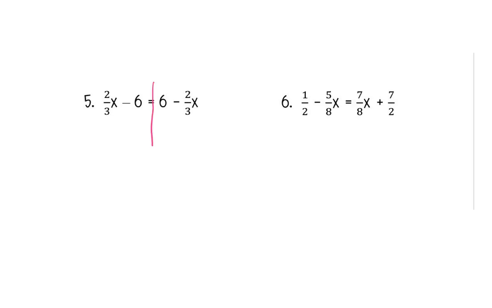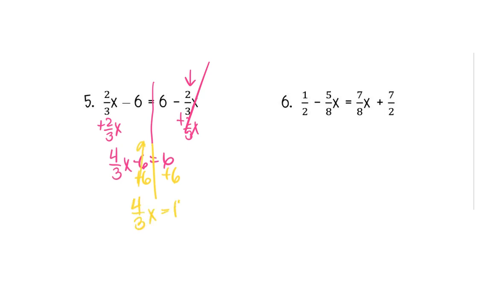Okay, let's start here. The first thing I'm going to do, this is the smaller x, so I'm going to add 2/3 to both sides. That cancels that out. We're left with 4/3 x minus 6 equals 6. Let's add 6 to both sides here. So we're left with 4/3 x is equal to 12.